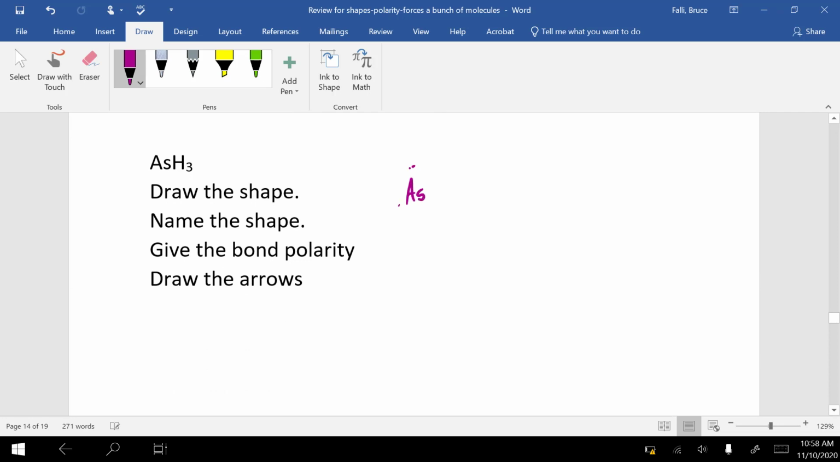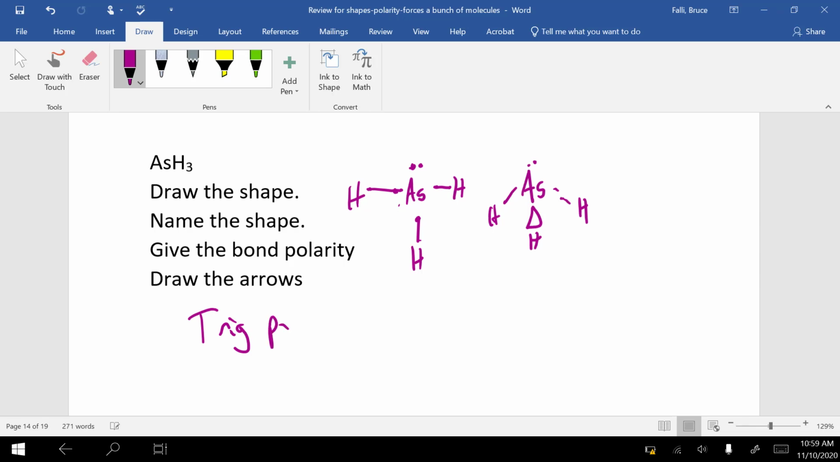AsH3. As has 5. It's a pair. H, H, H. Connect the dots. The real shape will be based on tetrahedral again. See how popular that tetrahedral is? And that's going to be trigonal pyramid, for the name of that shape. If you make it a noun, it's trigonal pyramid. If you make it an adjective, it's a trigonal pyramidal shape.